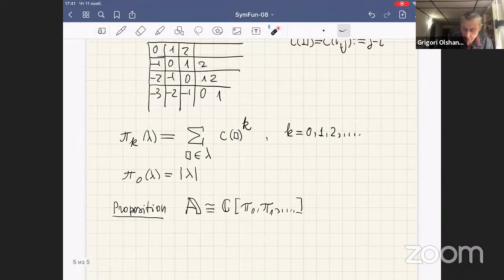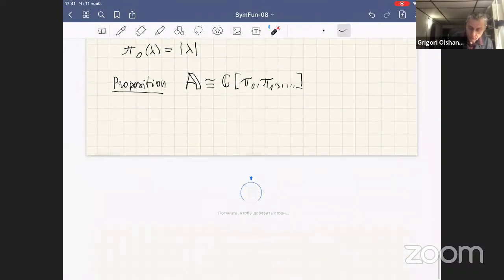So the proposition says that, first, these elements are inside this algebra. Next, they are algebraically independent. And finally, they generate the whole algebra, so it can be viewed as the algebra of polynomials in these variables. How to prove this? So the proof.